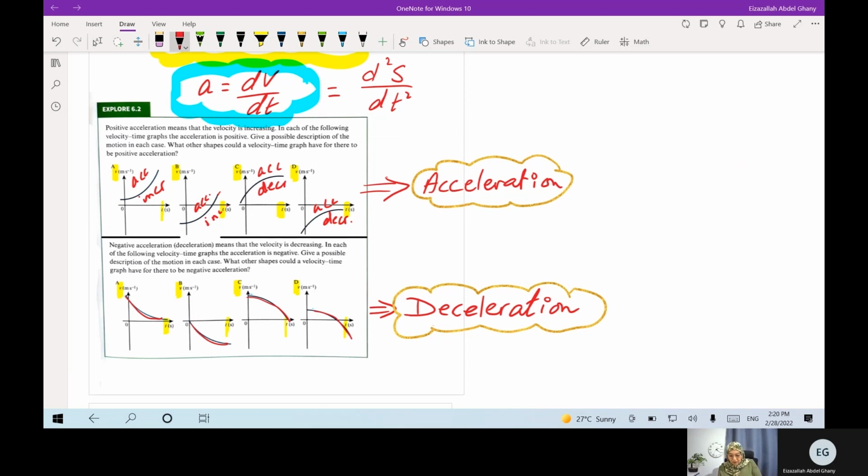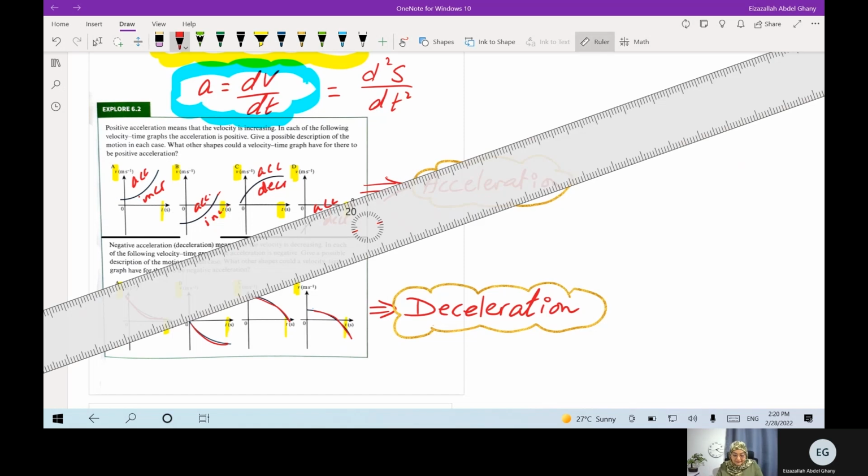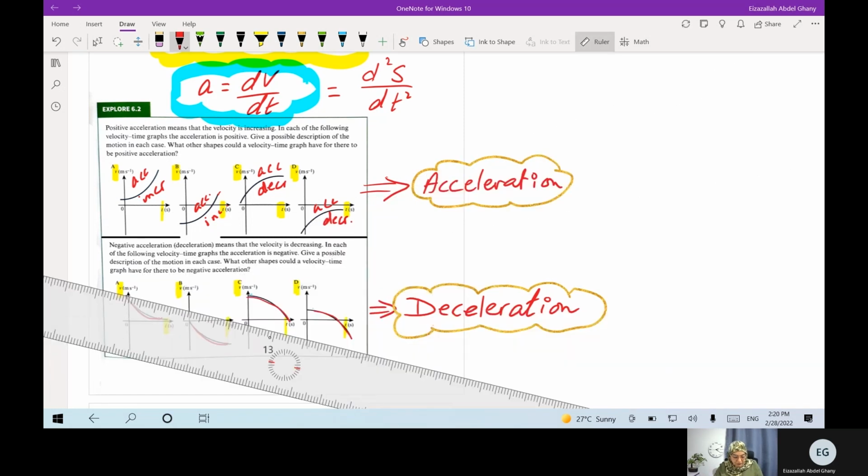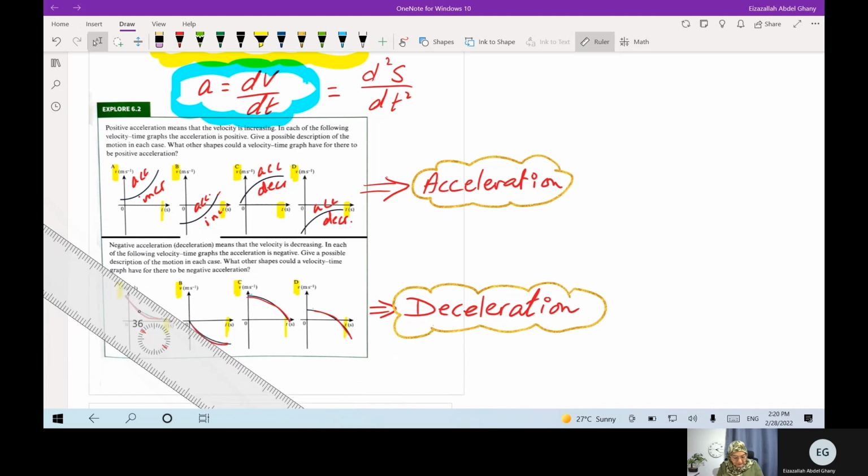But when velocity decreases with respect to time, the next four are all about deceleration. But deceleration can increase and can decrease. Hold your ruler and imagine that you're drawing a tangent. It is very steep. Yes, it's a negative gradient, because of deceleration. But it's becoming less steep.